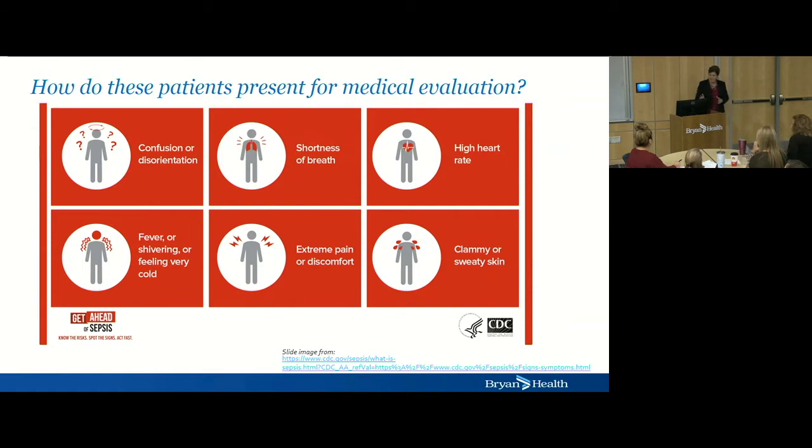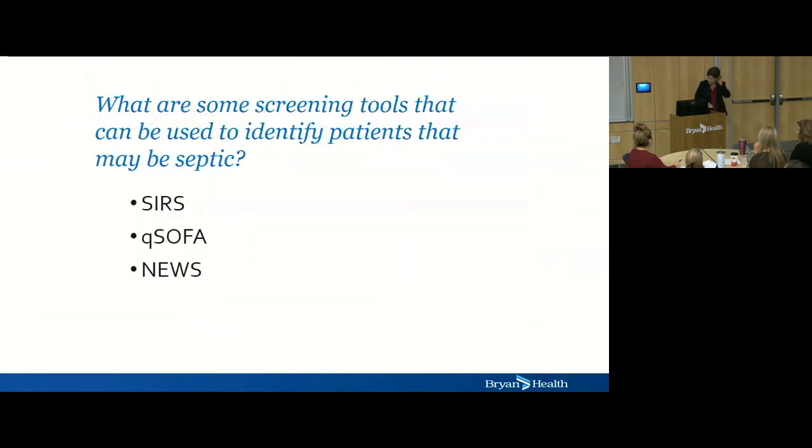So this is a slide that I really like from the CDC. I think it really summarizes the very vague symptoms that a lot of times sepsis patients have when they come in. They don't always come in with a week-long known infection and a fever and low blood pressure. That's not how they present to us. A lot of times we get very vague symptoms. Confusion, shortness of breath, high heart rate. These are things we see in a lot of patients that present for things other than sepsis.